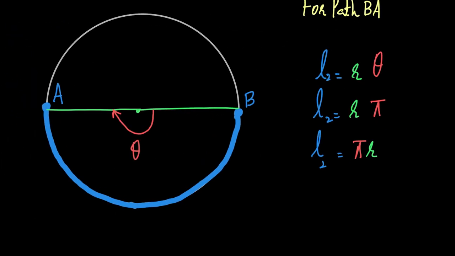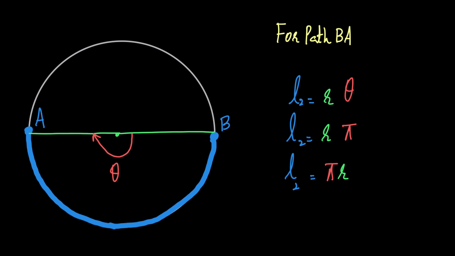Similarly, for the next path, which is path BA, which traces its motion like this along this path, right? Path BA, starting from B and ending at A, the length of this arc here is L2 is equal to r theta. What is theta? Is the angle subtended by this arc at the center, which is theta here. And what is the measure equal to? This theta is equal to 180 degrees, or is equal to pi radians. Therefore, this arc measures L2 is equal to pi r as well.